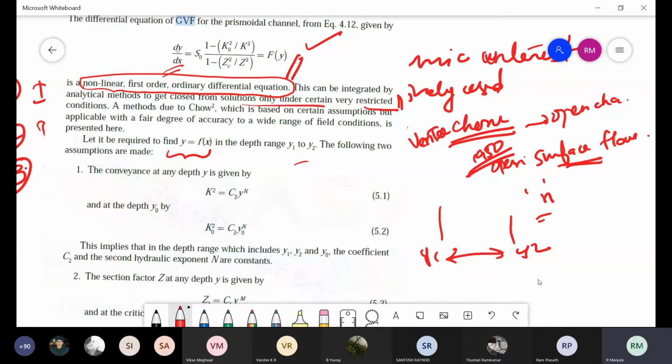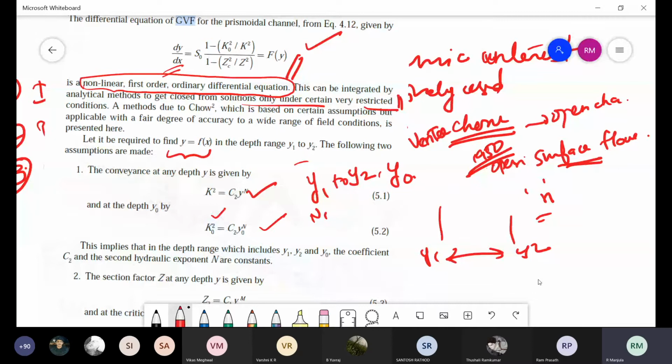One assumption is that the conveyance at any depth y is K square equal to C2 into y raised to n. And at depth y naught, where y naught is the normal depth, K naught square is equal to C2 into y naught power n. Okay, this implies that the depth ranges from y1 to y2, y0, with the coefficient C2 and the hydraulic exponent n.